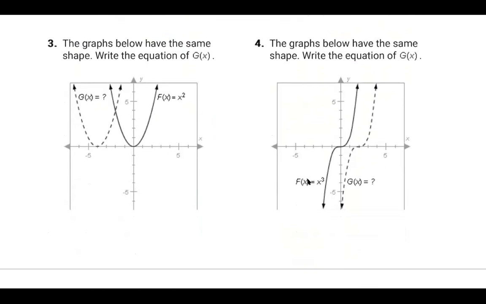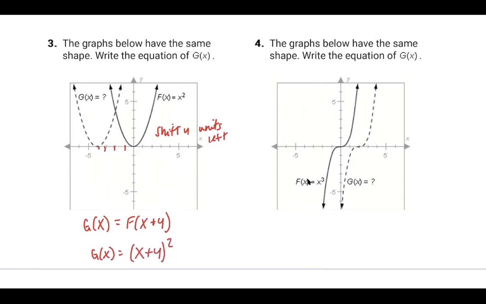Now I'm moving left on this one, so I shifted 1, 2, 3, 4 units left. What I have to do is g of x is equal to f of x plus 4, so I rewrite f of x to say (x plus 4) squared.